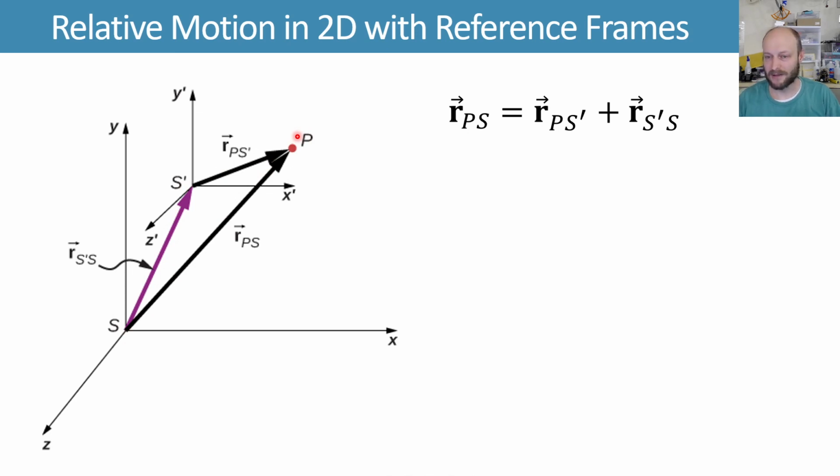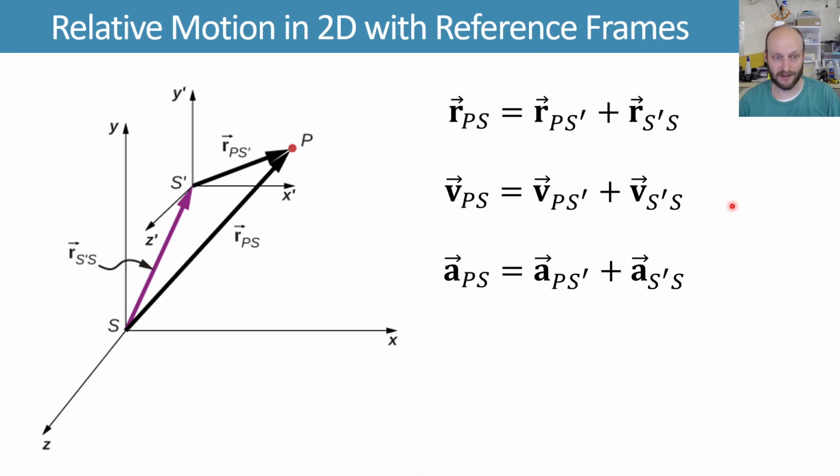The velocities hold as well. When you take the derivative with respect to time, you can then say that the velocity of P with respect to S is equal to the velocity of P with respect to S prime plus the velocity of S prime with respect to S, and similarly for acceleration, the same way.